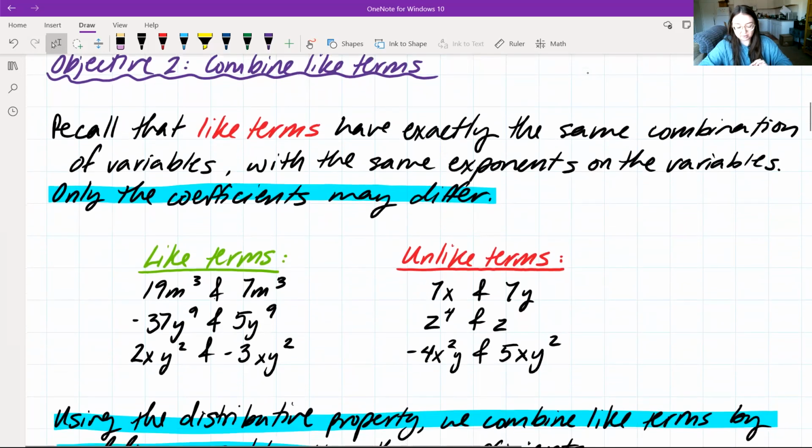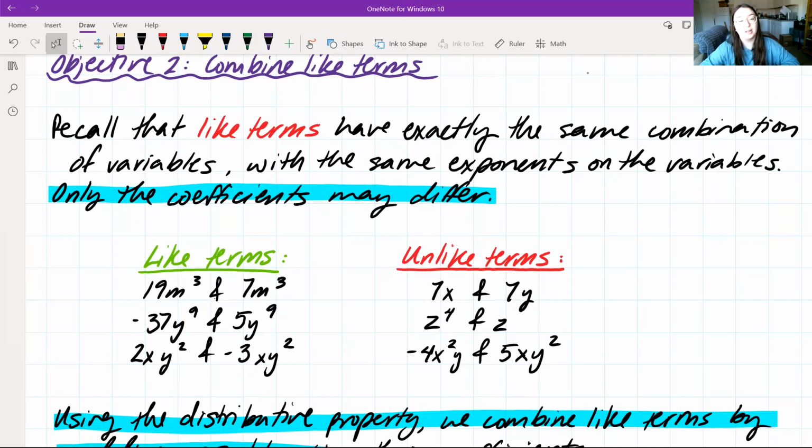So some examples here of like terms, we would look at something like 19m cubed and 7m cubed, different coefficients, but we still have m cubed. Negative 37 times y to the power of 9 and 5y to the power of 9. Y to the power of 9 is in both, just different coefficients. And lastly, something like 2xy squared and negative 3xy squared. So even though we have different variables, we have an x and a y in this case, it is still just 1x and y squared.